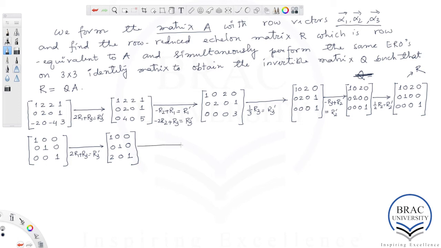Now we apply these two operations. Minus R2 plus R1 is equal to R1 prime, and minus 2 R2 plus R3 is equal to R3 prime, to end up with the following 3 times 3 matrix. So there is 1 here, there is minus 1 here, and there is 0 here, and the second row stays the same, 0, 1, 0. And the new third row becomes 2, minus 2, and 1, right?